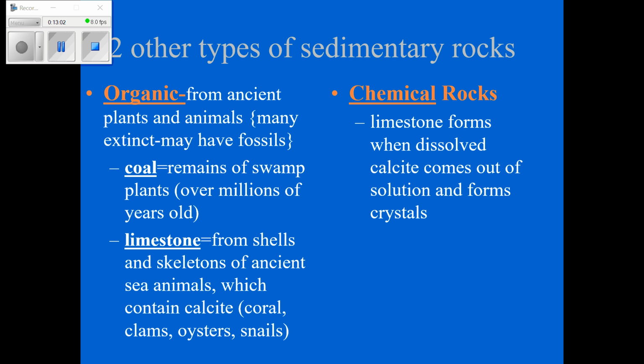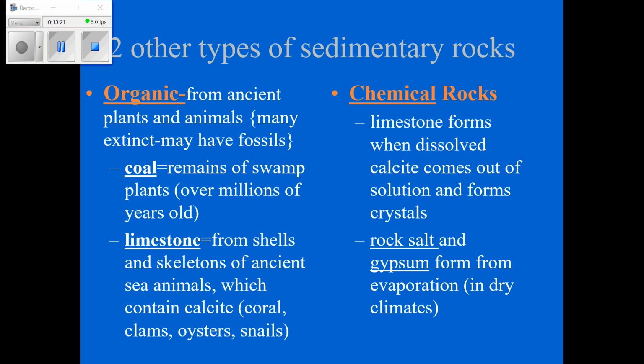Chemical rocks, the third type, is essentially when we have evaporation occurring and the water dissolves away and the crystal is left behind. So it evaporates and calcite comes out and is left behind, and that forms into limestone. Rock salt and gypsum form from evaporation in drier climates.